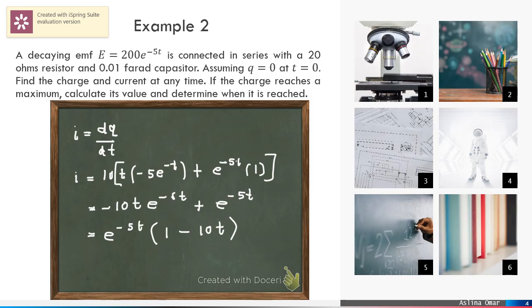Oh, sini ada negatif 5. Sini ada negatif 5. Ni salah ni. Macam mana saya differentiate ni? Differentiate pun salah. Sini ada negatif 5. Nanti salah. Sepuluh. Negatif 5. Macam tu. So bawa keluar 10 kat sini. So sini 5. Macam tu.